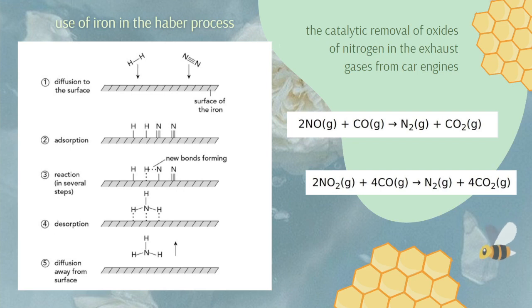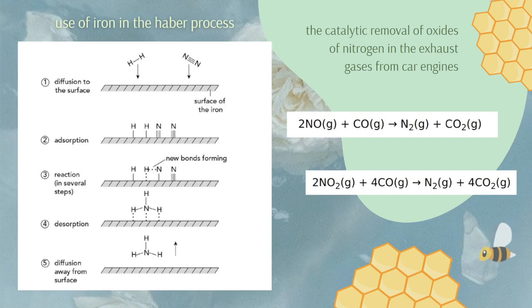This is how desorption is able to take place, and during this process, the bonds between the products and the catalyst weaken and the products are released. Afterwards, ammonia diffuses away from the surface of the iron. Now let's take a look at the rest of the screen. Palladium, platinum, and rhodium also have similar modes of action as iron does in the Haber process.